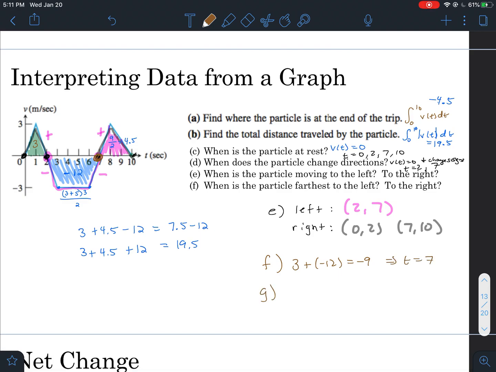And when is the particle furthest to the right? Well, at 2, its displacement is 3. And at 10, the displacement is negative 4.5, because that little piece is positive and that little piece is positive. So when is it farthest to the right? It's farthest to the right at t equals 2 when the displacement is 3.